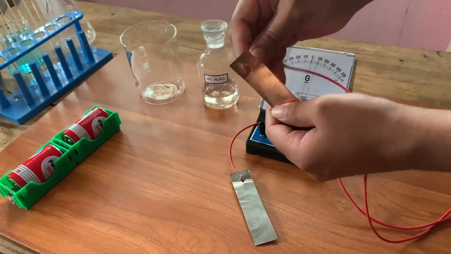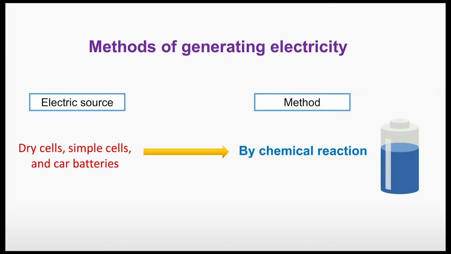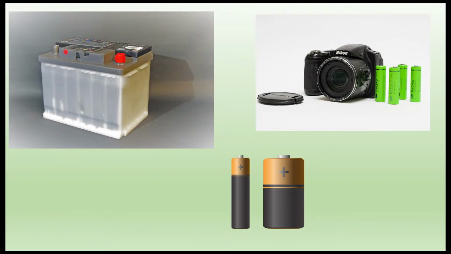In this video, you are going to construct a simple cell. Some sources can generate electricity by chemical reactions. Examples are dry cells, simple cells, and car batteries. Let's make a simple cell.